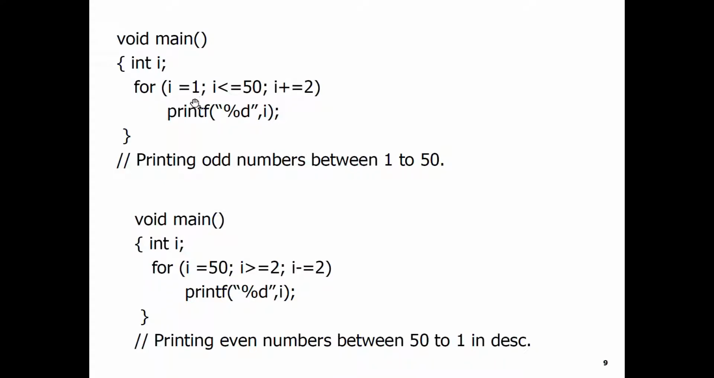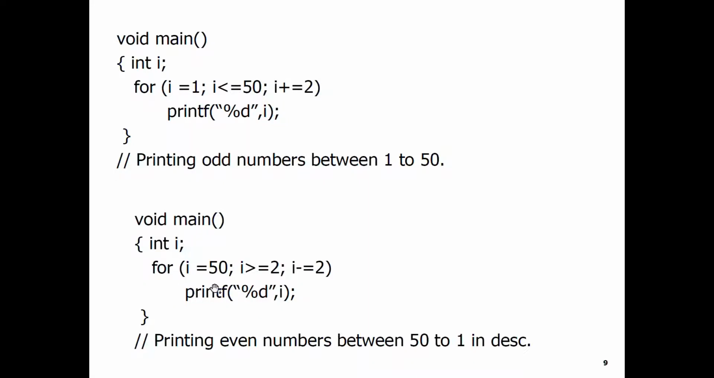Since odd numbers start from 1, next 3, 5, 7, we are incrementing by 2. By default, we are incrementing by 1, but now we are incrementing by 2. The output is going to be 1, 3, 5, 7, like that till 50. The same program we modified here.